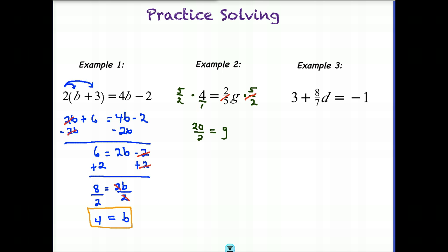So to finish this problem off, we would just want to reduce. 20 divided by 2 is 10. And that is what our g equals. So our final answer is 10. G equals 10.